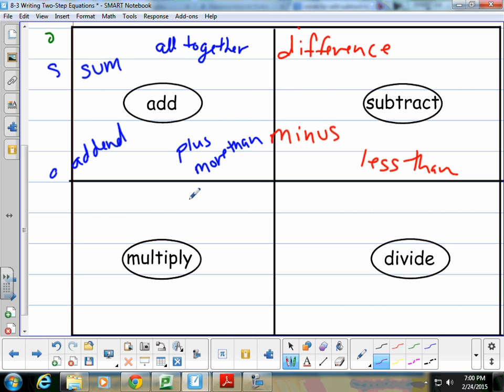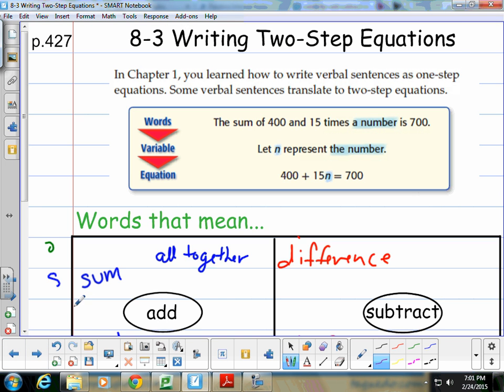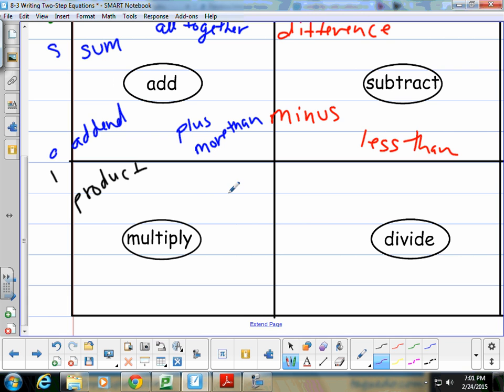Multiply. Different words for multiply that might come up would be the product. Another one might be just saying to multiply. Times is always a good one. And again, brainstorm some more. These obviously aren't the only three things. You can come up with some as well, though.